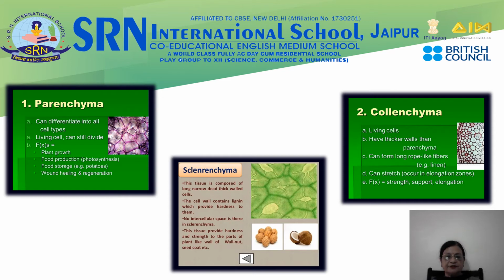The sclerenchyma tissues give strength and hardness to the plant, for example the wall of a walnut or seed coat. Collenchyma are living cells and they have thicker walls than the parenchyma, and they can form rope-like fibers, like for example linen. They can elongate and also occur in elongated zones. So the function is strength, support, and elongation.